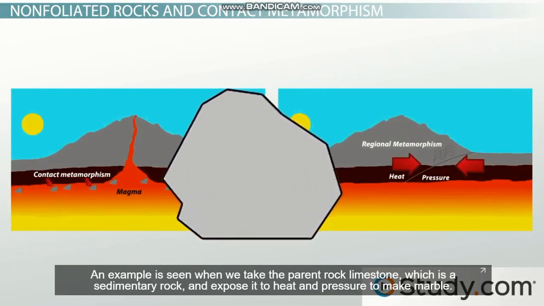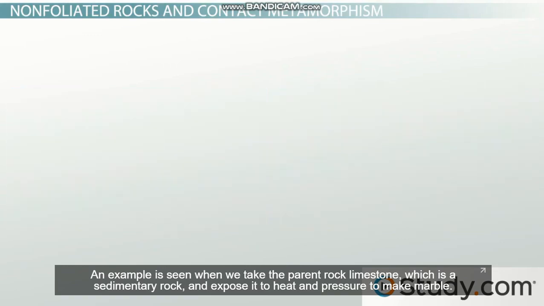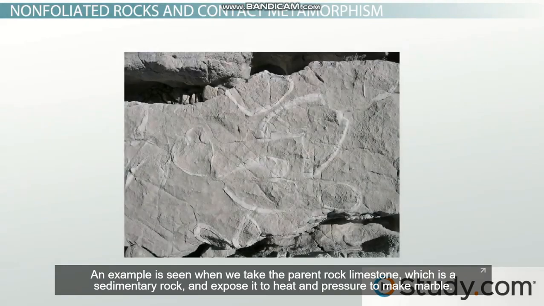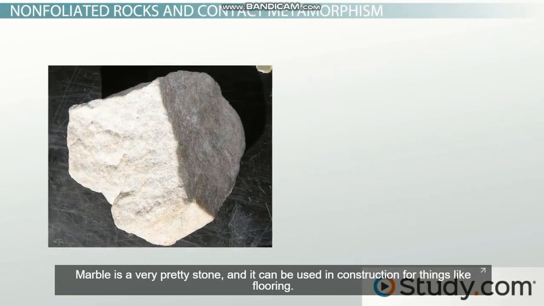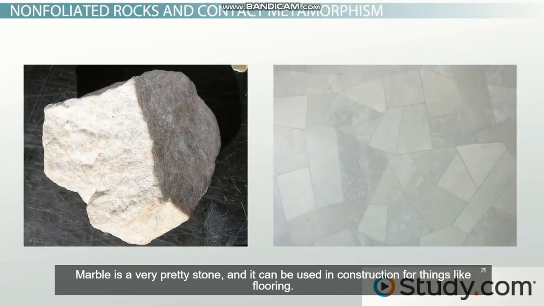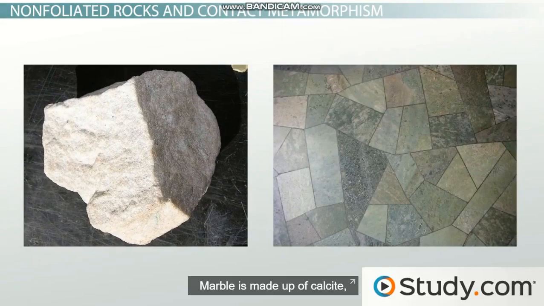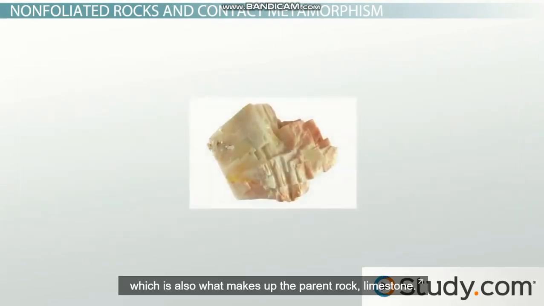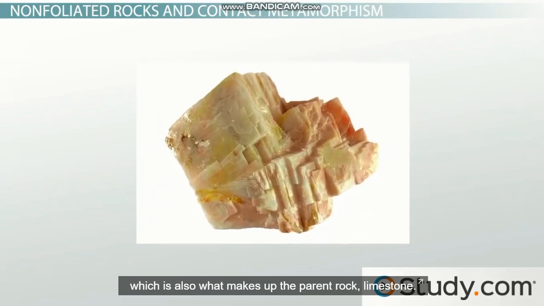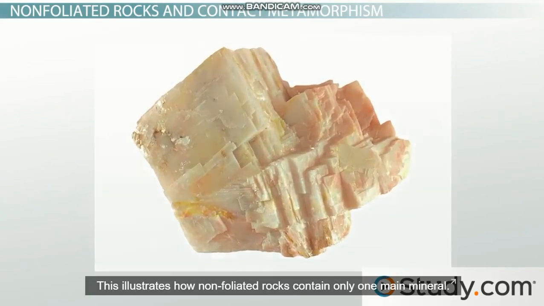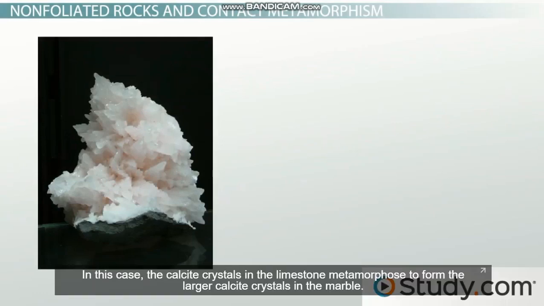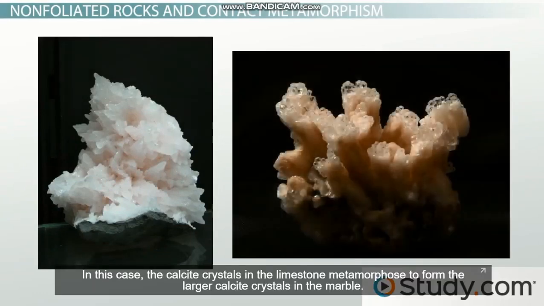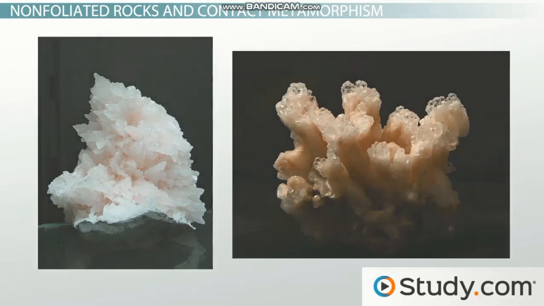An example is seen when we take the parent rock, limestone, which is a sedimentary rock, and expose it to heat and pressure to make marble. Marble is a very pretty stone, and it can be used in construction for things like flooring. Marble is made up of calcite, which is also what makes up the parent rock, limestone. This illustrates how non-foliated rocks contain only one main mineral. In this case, the calcite crystals in the limestone metamorphose to form the larger calcite crystals in the marble.